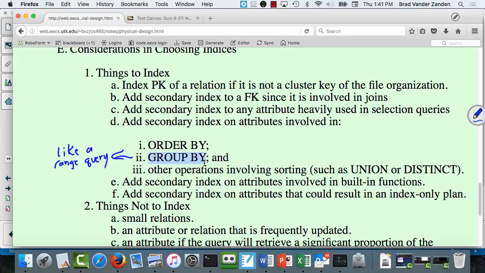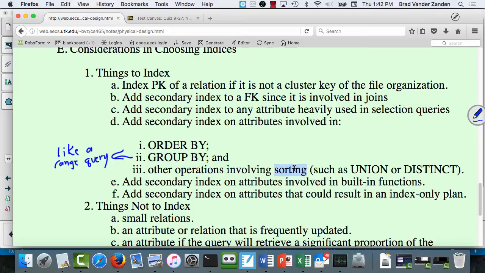So sometimes I might be doing a lot of aggregation by branch number. In that case, I actually might want a secondary index that is organized, sorted by branch number, because I know I do a lot of group by queries on a branch. And then other operations that involve sorting.